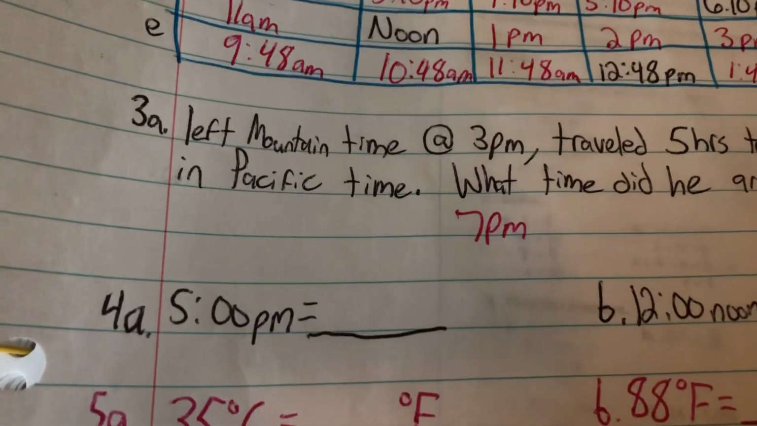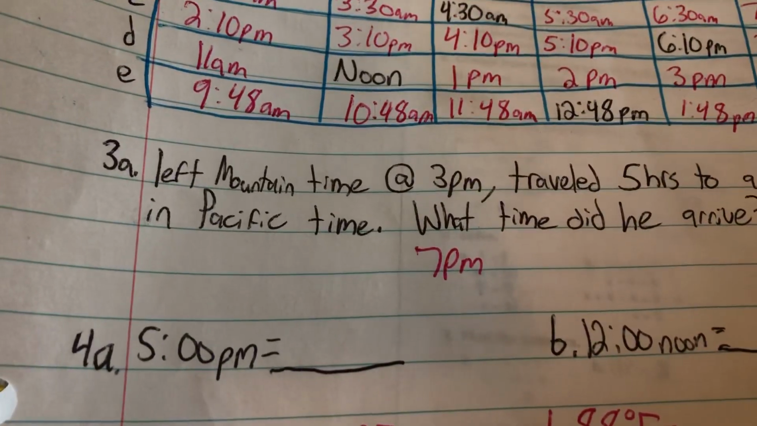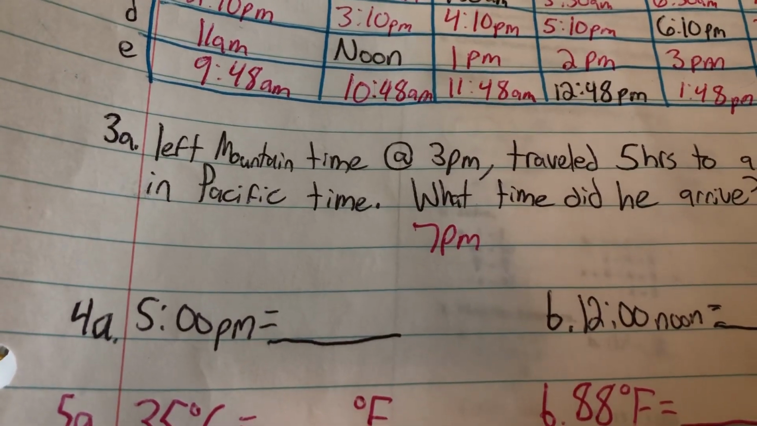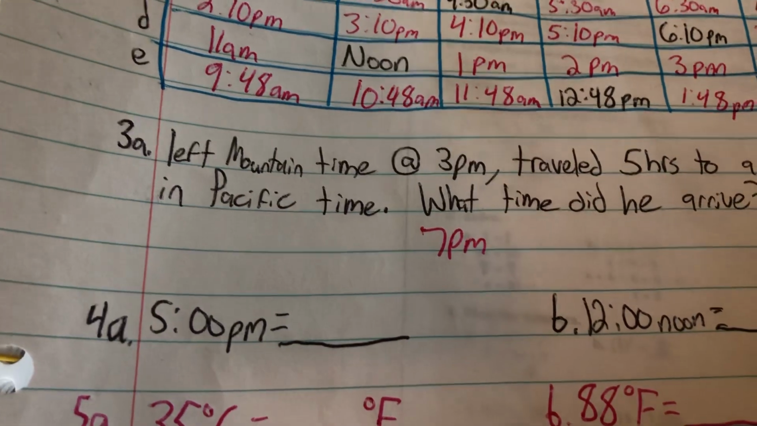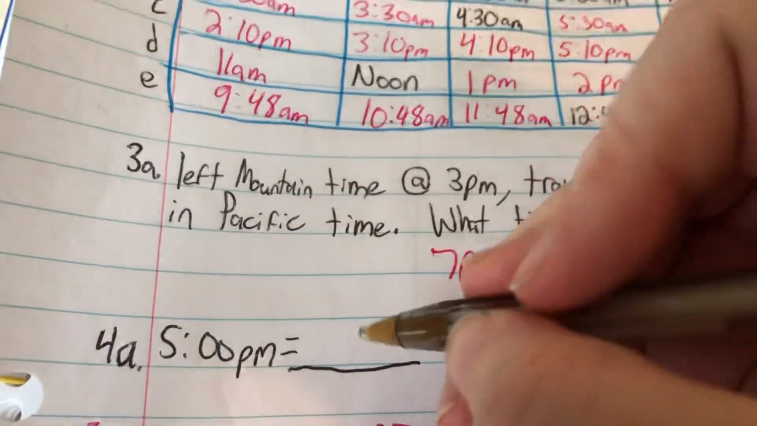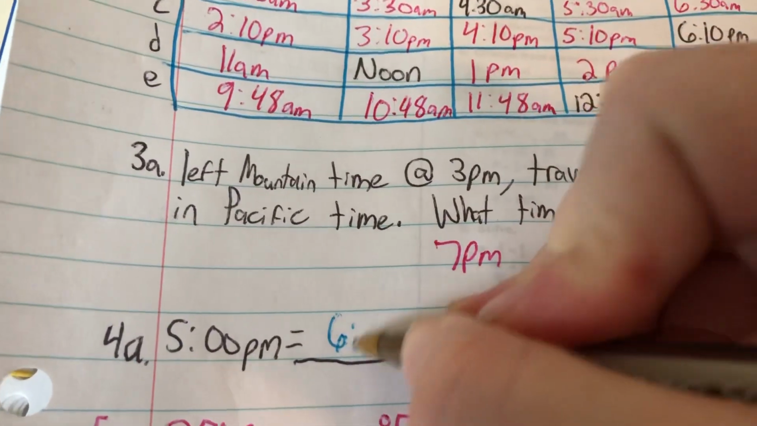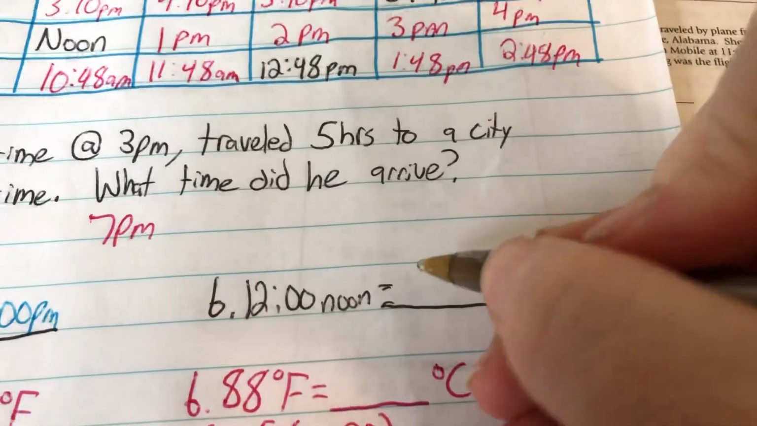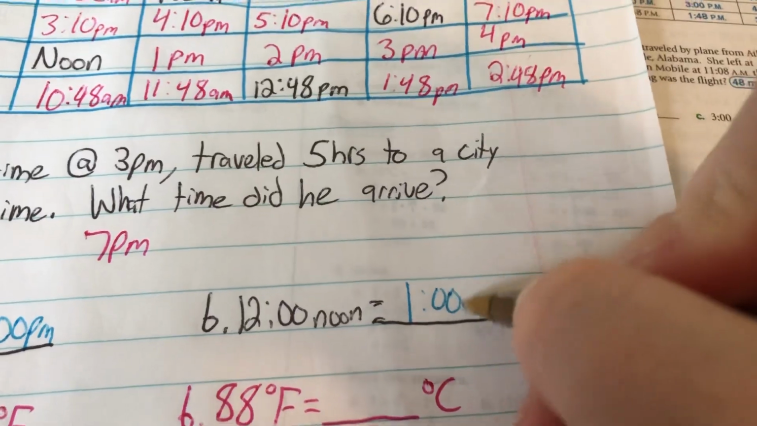Okay, on 4, we have some times, and it wants to know what time that would have been for daylight savings time. So 5 p.m. would be 6 p.m. 12 noon would be 1 o'clock p.m.